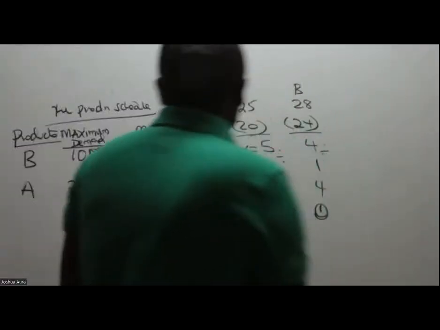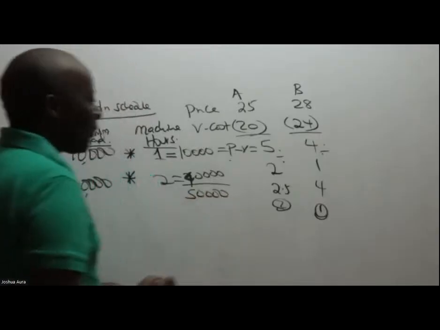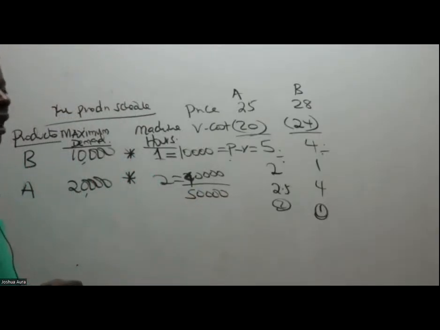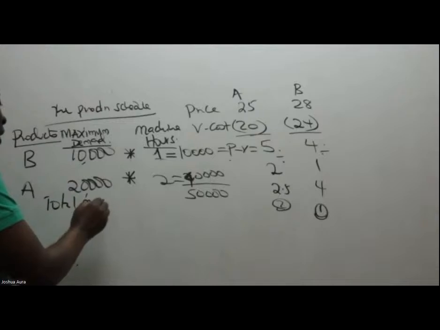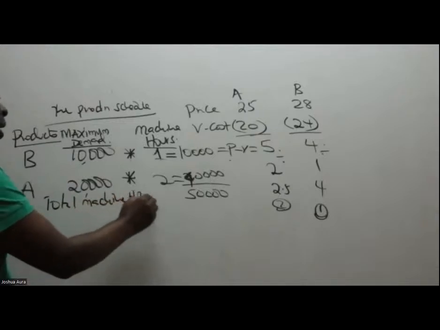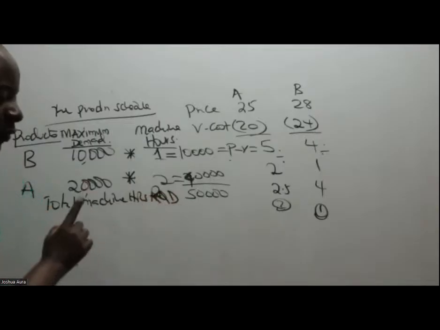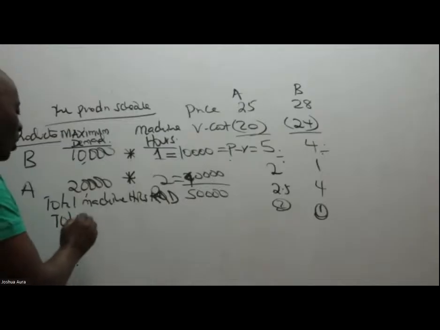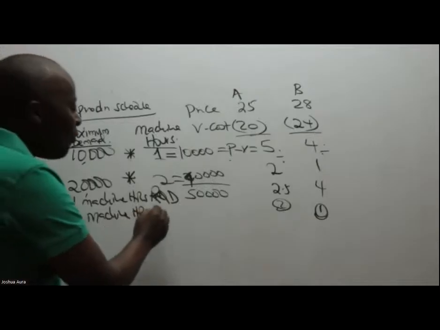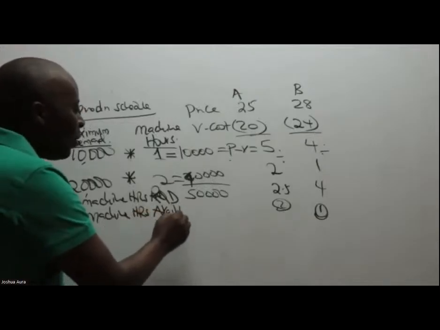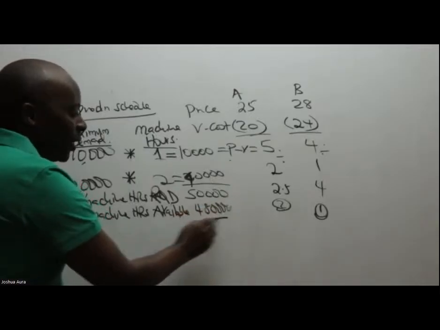So kindly come and give me the total machine hours needed. The total machine hours needed are 50,000. These are the total machine hours required. We compare this vis-a-vis the total machine hours available, which in the question they have told us are 48,000.